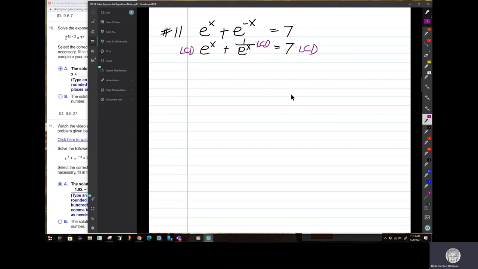Okay, so when you're lucky enough to have one denominator, that one denominator becomes your LCD. So the LCD, lowest common denominator, is going to be e to the x. So here we've got e to the x plus 1 over e to the x equals 7. And here's my LCD. I am going to multiply each term by e to the x. And when I multiply a fraction by a whole number, I put it in the numerator. E to the x.